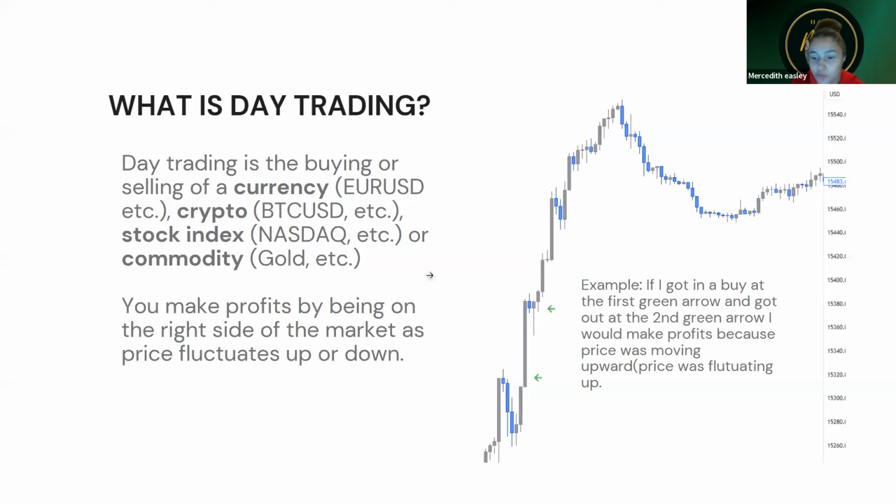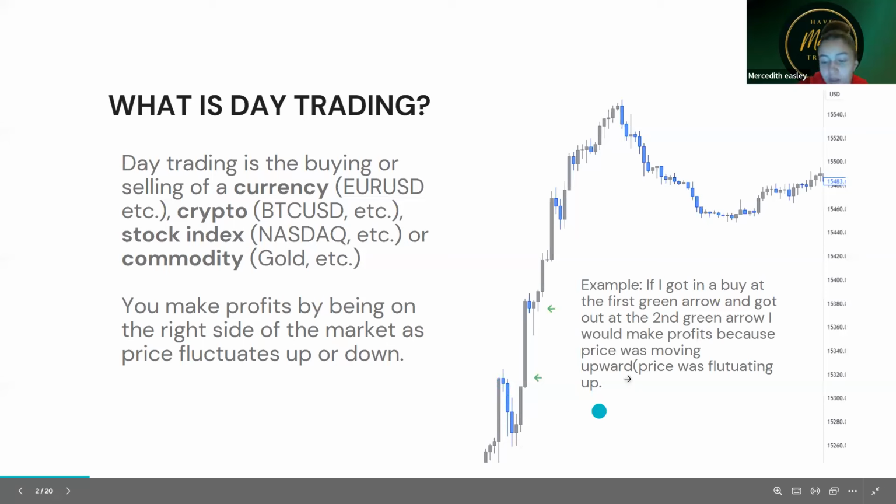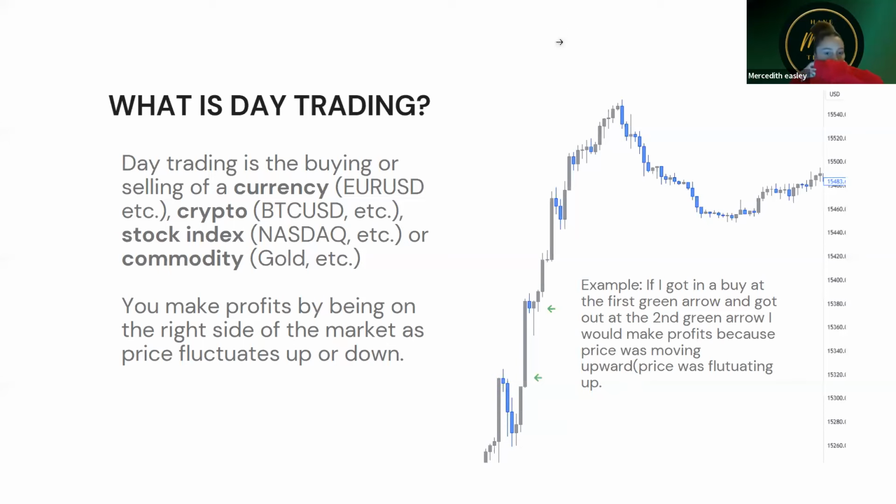Okay. So you make money in the market by being on the right side of the market as prices fluctuating up. You could have even caught this small sell. If you would have caught it from here to here, you would have made money as price was going down. All right. So that's how money is made in the market. Now, let's keep it going.